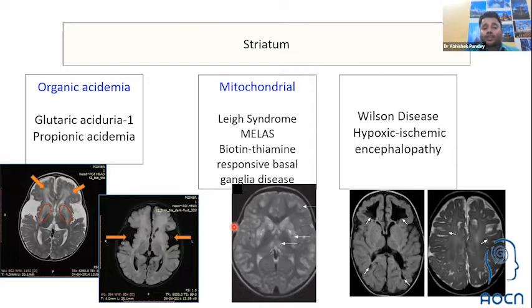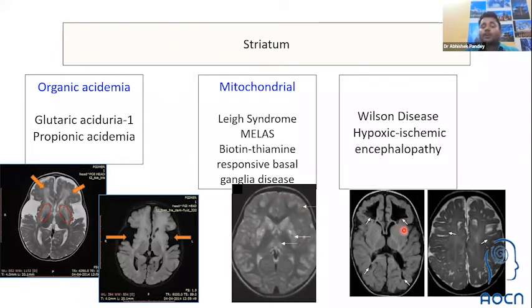And in mitochondrial Leigh syndrome, Leigh-like syndrome like MELAS, and biotin-thiamine responsive basal ganglia disease are the likely causes which will involve the striatum. As we can see in this T2 axial section, there is involvement of the central part of the caudate nucleus, as well as the putamen. However, the thalamus is also involved, and the subcortical regions are also involved.